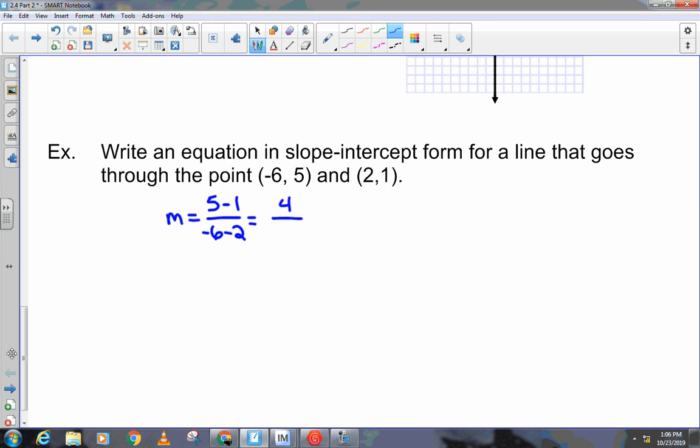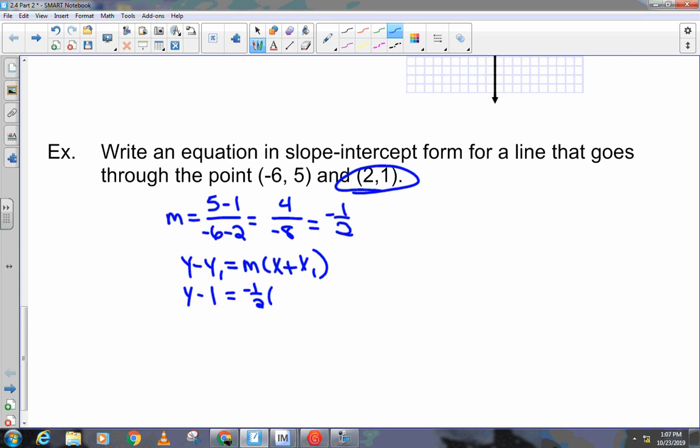5 minus 1 is 4, negative 6 minus 2 is negative 8. What's that equal to? Negative 1/2. So my slope is negative 1/2. I'm going to use that, and I need to use one of these points. It doesn't matter which one. These are both positive, so let's just use those. Now I'm going to plug it into this equation, and then I'm going to rearrange it and put it in slope-intercept form. So y minus my y1, which is 1, equals my slope, negative 1/2, times x minus x1, which is 2.